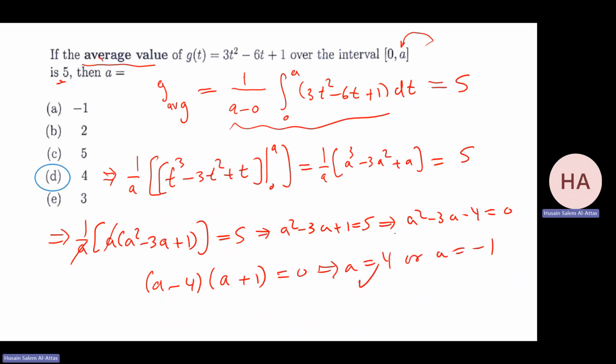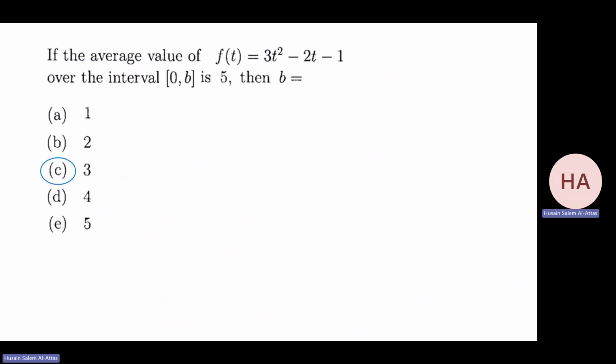I will take this. Why? Because a should be greater than 0. From this interval, a is greater than 0. So I'll take this value, which is this. If the average value over this interval is 5, find b. Same idea. So is it the same question? No, it's a little bit different. This is minus 2 instead of minus 6.